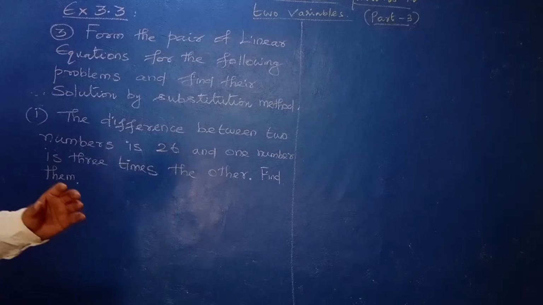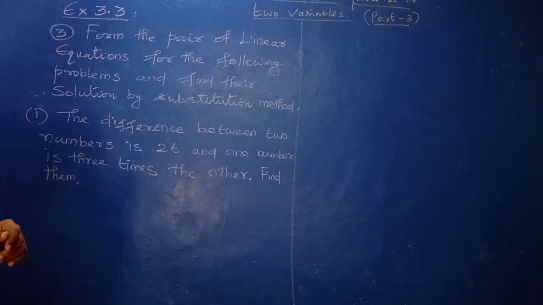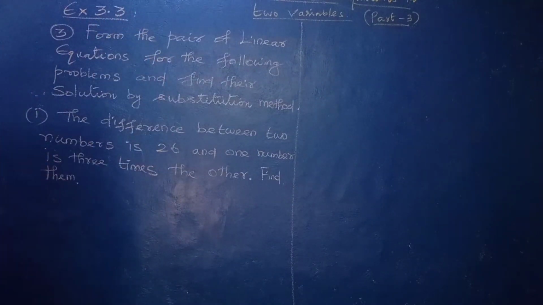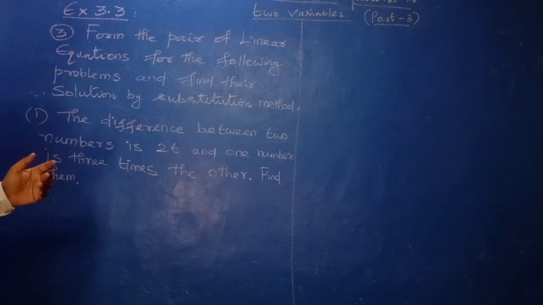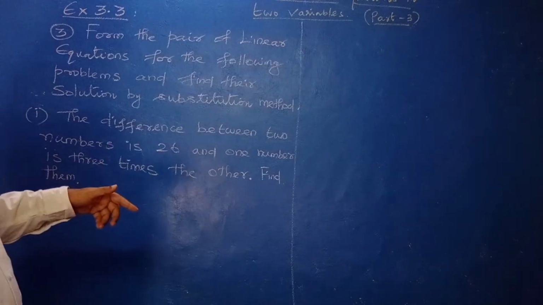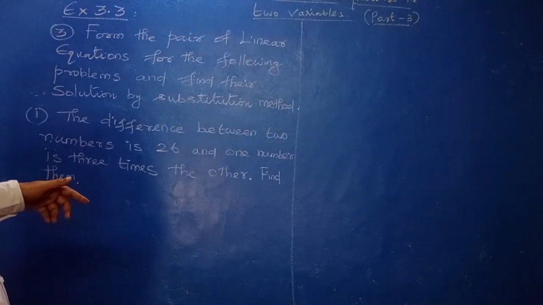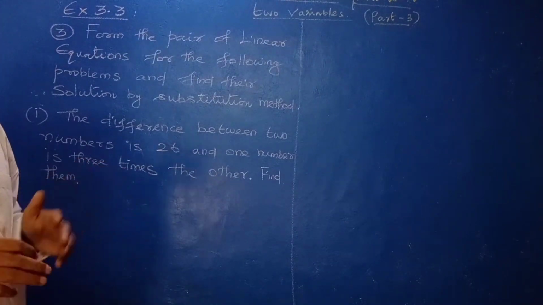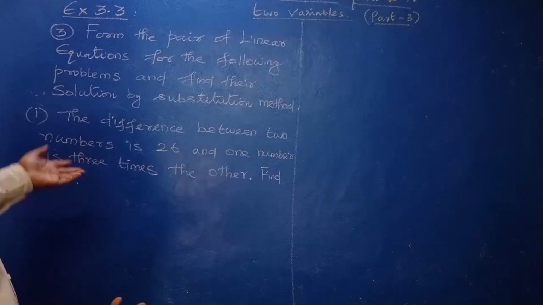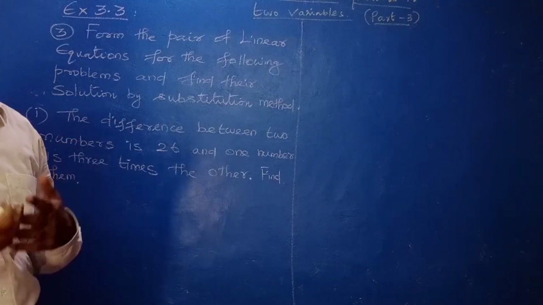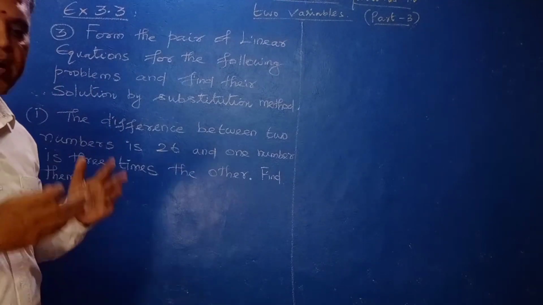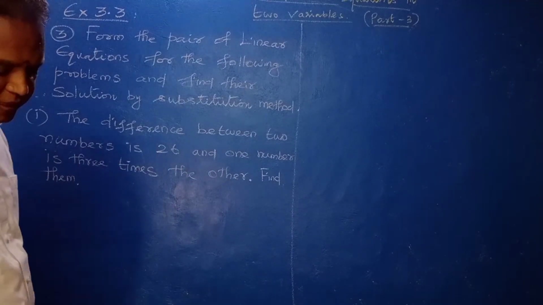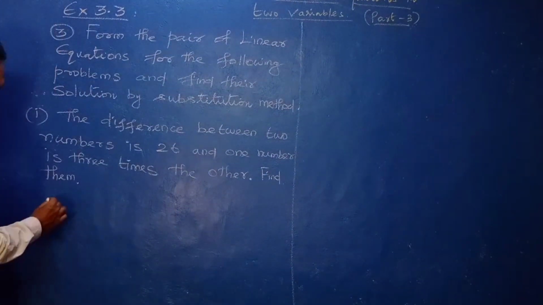First, you have to frame the mathematical statement. This verbal form you have to convert into mathematical form. For that, we have to find out the two numbers. Let one number be x, another number be y, because you don't know the actual numbers. With the conditions you have to find them. So you assume one number be x and another number be y. Solution.